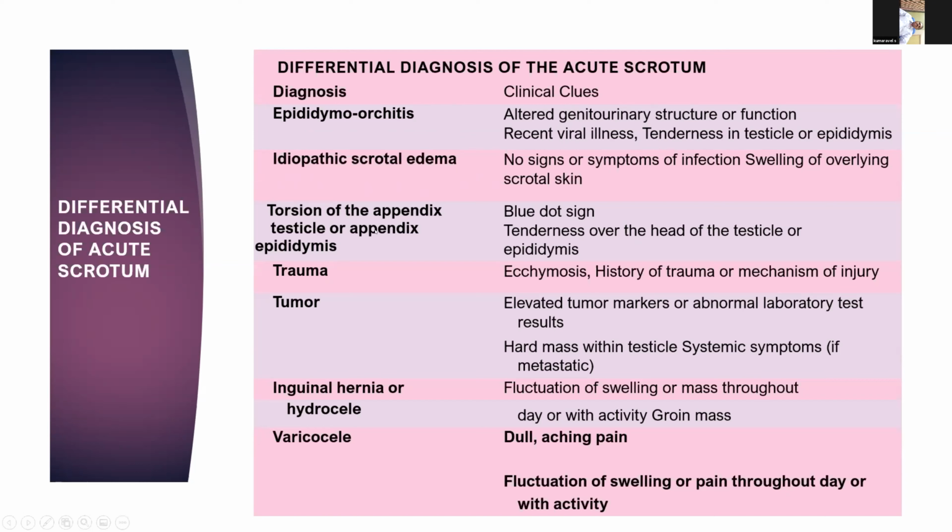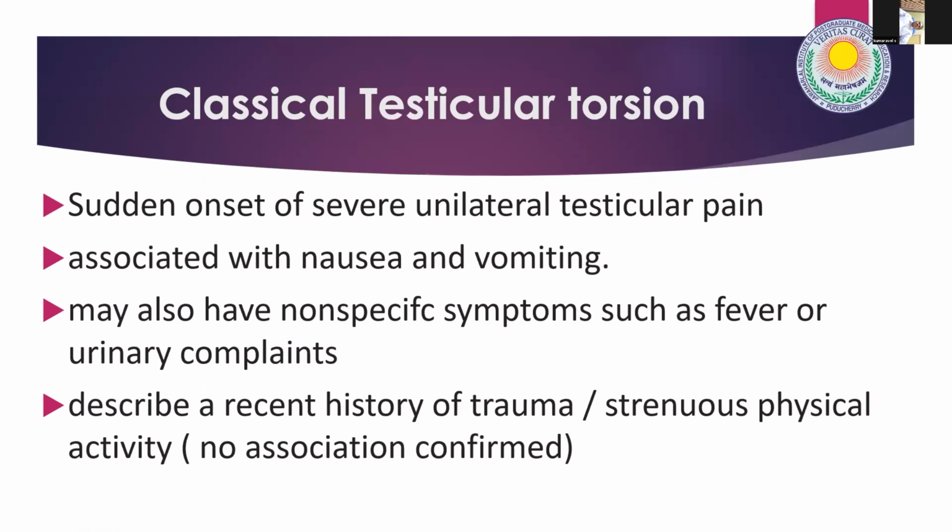Torsion of the appendix of the testicle is described. Blue dot sign is well described, however, hardly seen in our dark skin. History of trauma, if it is forthcoming and significant, should be taken into account. Tumor, inguinal hernia, and varicocele are usually more chronic pains.